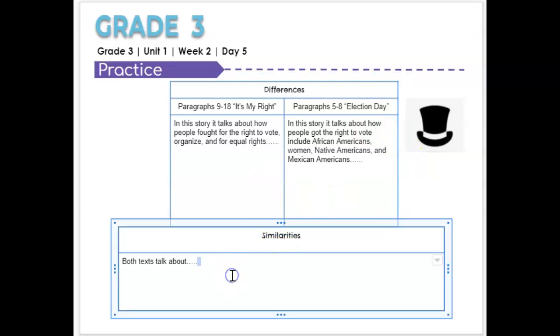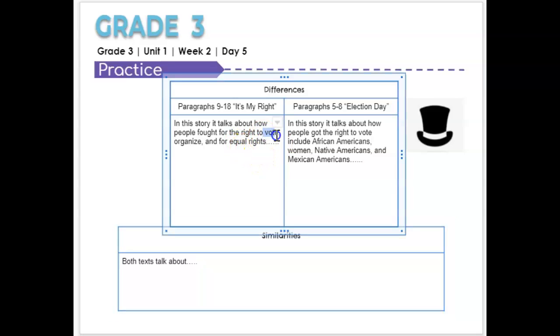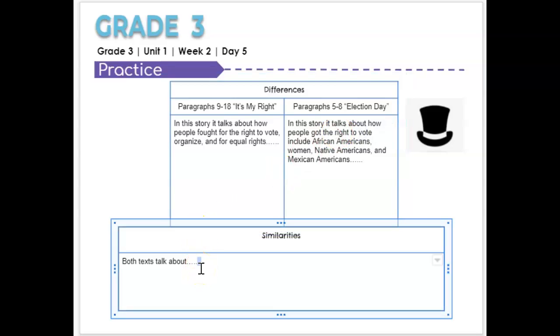And then on the bottom, it's how they're both the same. So we're going to look and see what both talk about. And I'm noticing that they both have vote and the right to vote in common. So that's what we could put for a similarity. Both texts talk about how people fought for the right to vote.